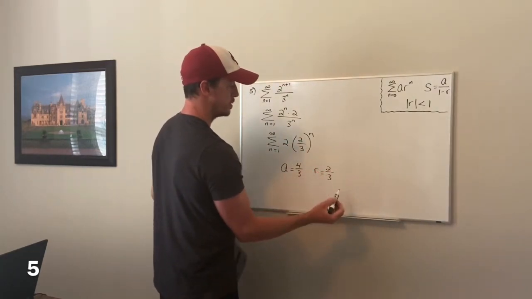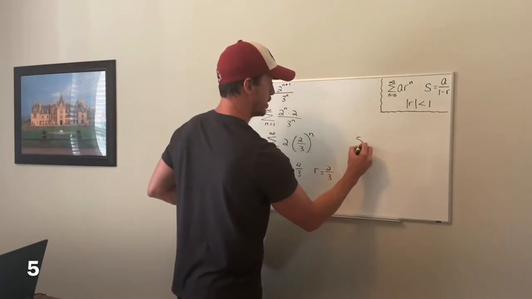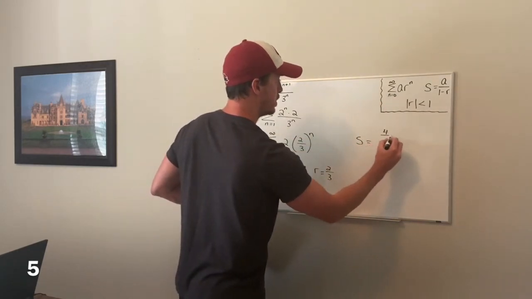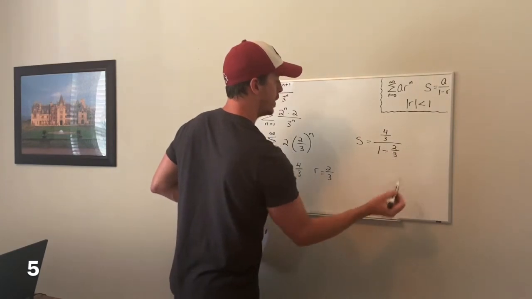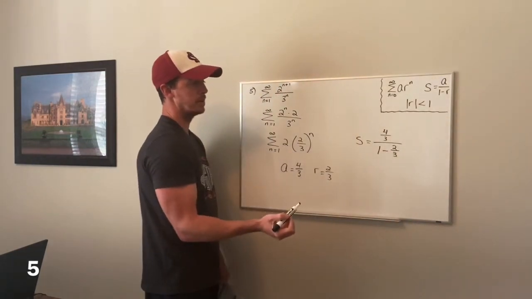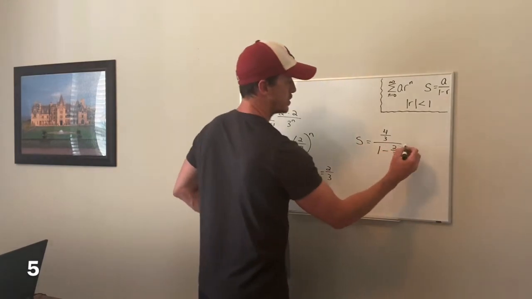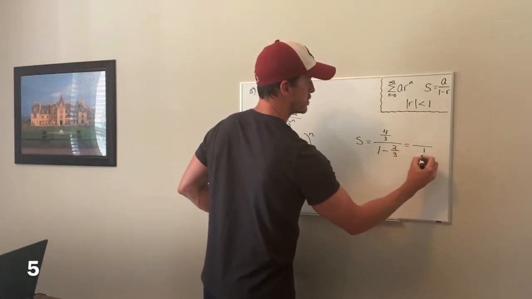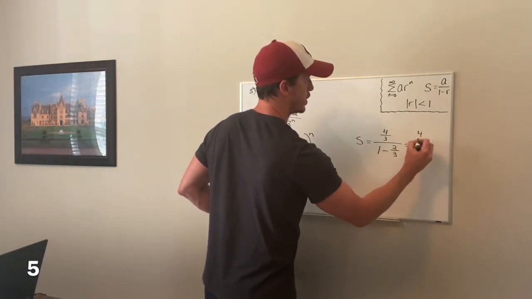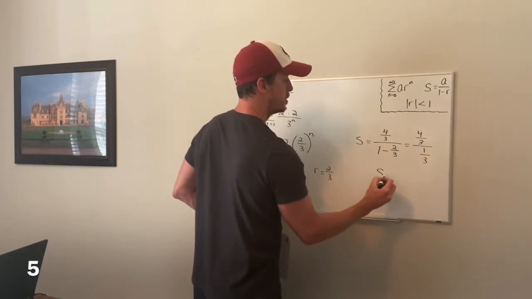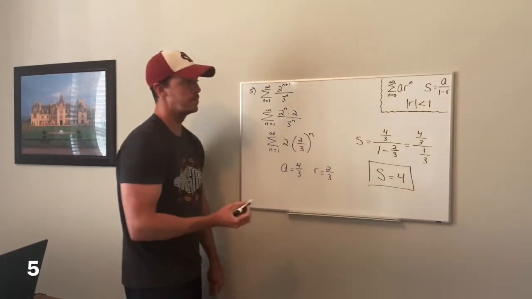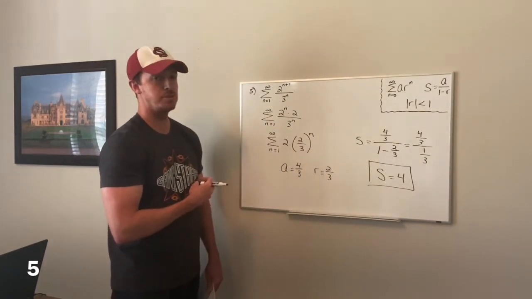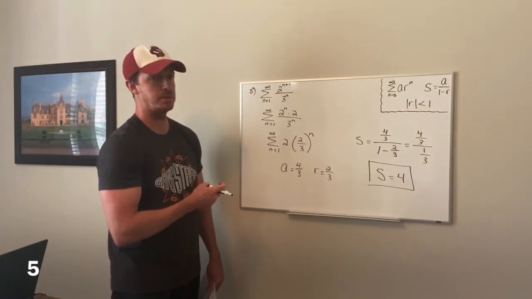And then my r is just whatever is in the parentheses there. r is 2/3. And so now S equals a over 1 minus r. 4/3 over 1 minus 2/3. Well, 1 minus 2/3 is 1/3. So I get 4/3 over 1/3. My sum is 4. It's too easy. It's absolutely too easy.